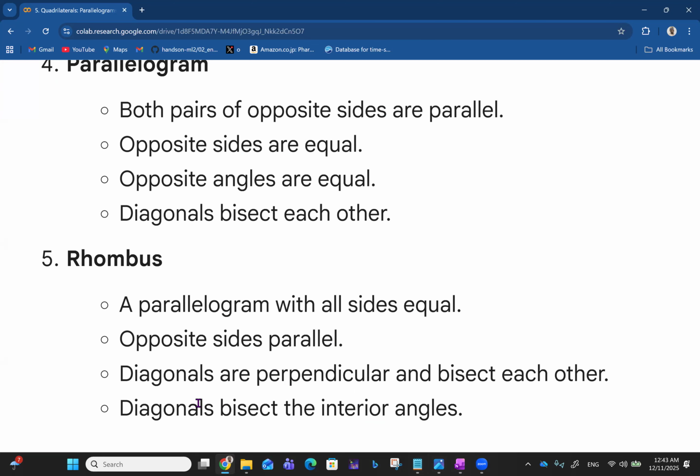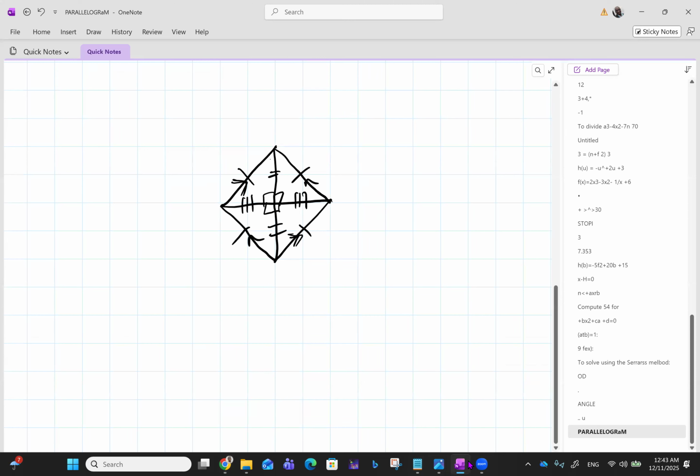Diagonals are perpendicular and they bisect each other. Diagonals bisect the interior angles. So that tells us that this angle is equal to this angle, is equal to this angle, is equal to this angle. Not necessarily. So this angle and all these angles are the same, and then this and this are also the same. So that is a rhombus right there.